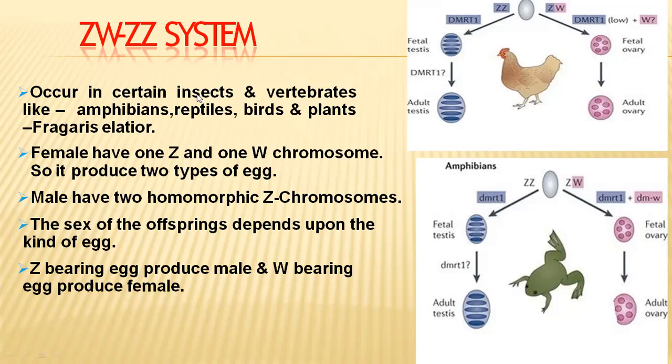And the last system in these genetic determination methods is the ZW and ZZ system. This system can be seen in insects, vertebrates like amphibians, reptiles, birds, and some plants like Fragaria elatior. In these organisms, females produce 2 types of eggs. Half will possess the Z chromosome, the remaining will possess the W chromosome. Whereas males produce the same type of sperms, all having the Z chromosome. So here also, the egg decides the sex of the future offspring.